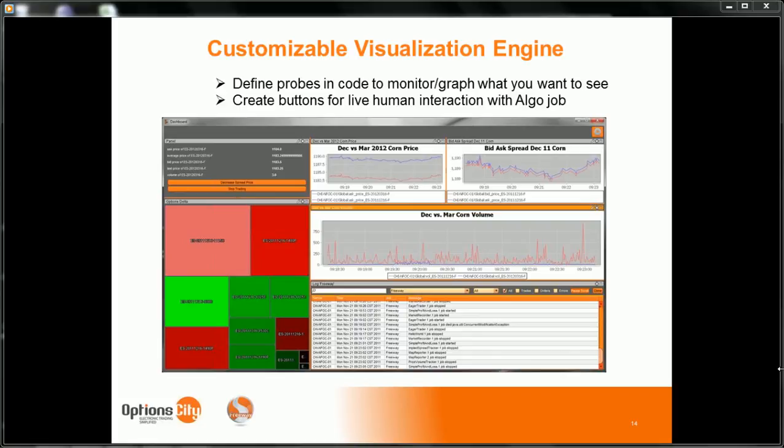If you see the panel I have on the top left, you can create a button that, upon a click of it, will change a variable as the algo is running live. The examples I have there are changing a spread price or just stop trading altogether. But so there is that intuition meets the actual black box itself.